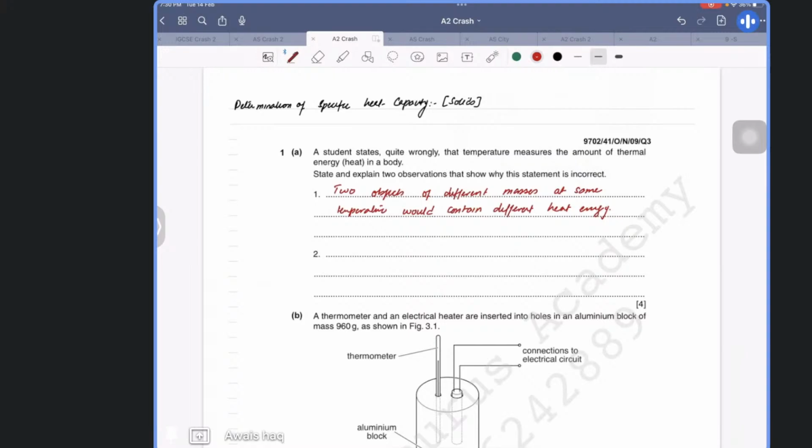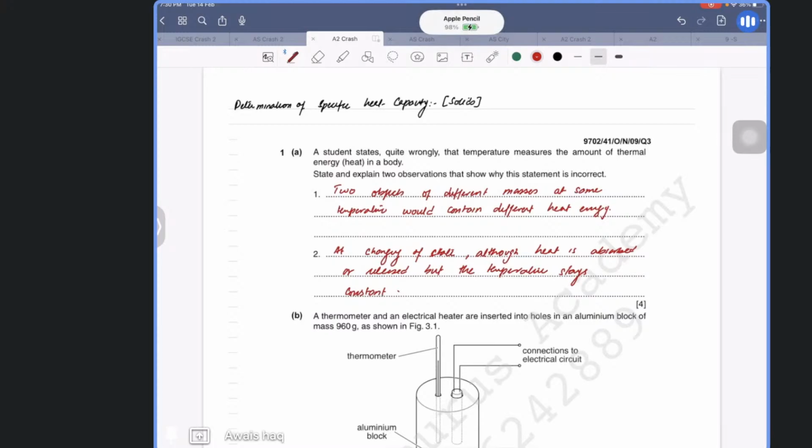The other biggest thing to remember is that at changing of state, although heat is absorbed or released, whatever is happening, the temperature stays constant. That is the reason why we would say these two quantities are quite different. Do you guys understand this? Any questions? Yes, please.